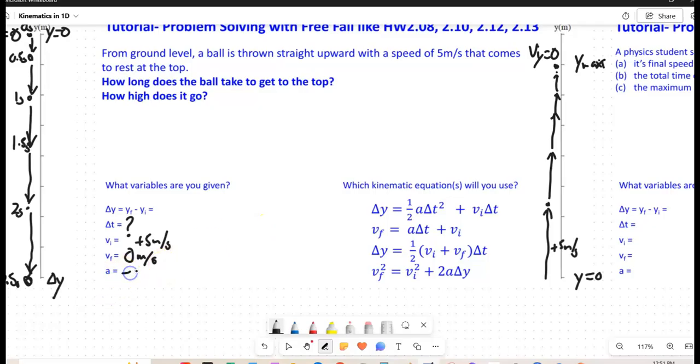And we know, of course, since this is free fall, gravity is pulling down the whole time at negative 9.8 meters per second squared, even though at the top it's not moving. Okay. We don't have delta y at the moment, so we can't use this one, we can't use this one, and we can't use this one. So we have to use this equation to figure out the time it takes.